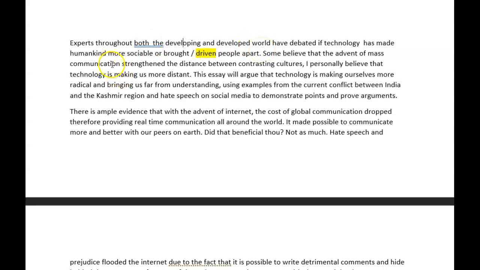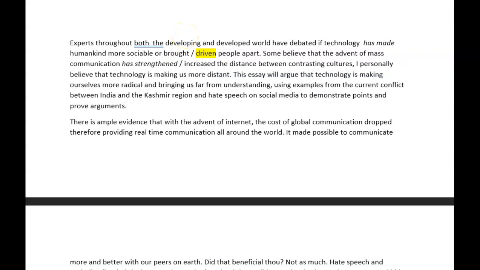Some believe the advent of mass communication has strengthened. I'm using the present perfect here, so I'm changing your verbs because present perfect we use for something that started in the past and is continuing. Past simple for something that's finished. This is continuing. Has strengthened the distance or increased the distance. It would have to be increased. So increase the distance between contrasting culture. I personally believe that technology has or is making us more distant. Okay, good. This essay will argue that technology is making ourselves.